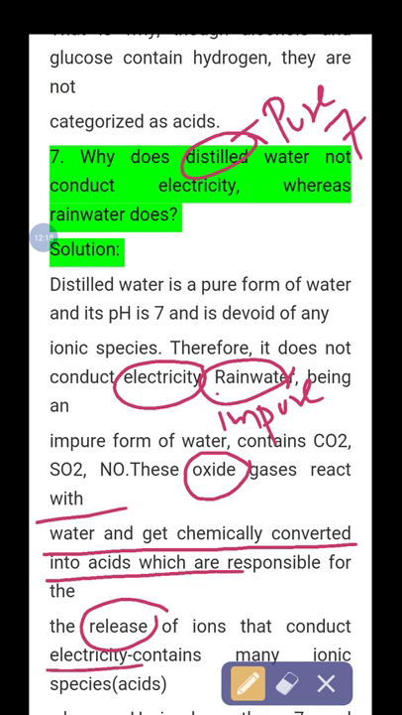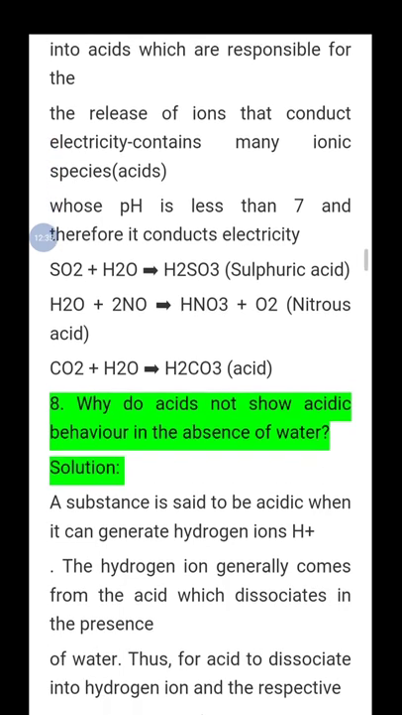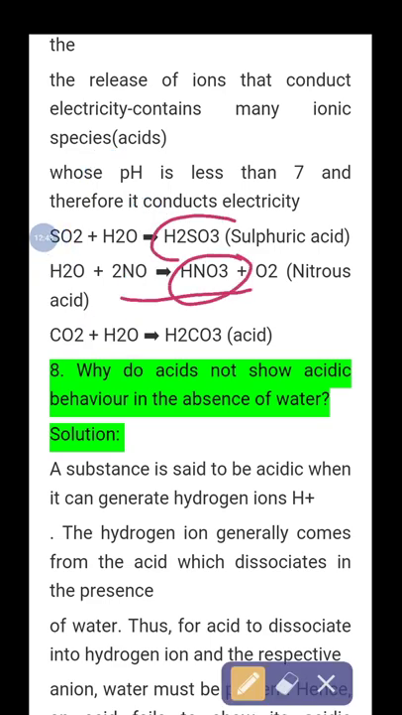It contains many ionic species, because if H2O reacts with SO2, we get H2SO4, H2SO3, H2CO3, all types of acids whose pH value is less than 7. Therefore, it conducts electricity. Here are the equations: HNO3, H2SO3, H2CO3. All these are acids.